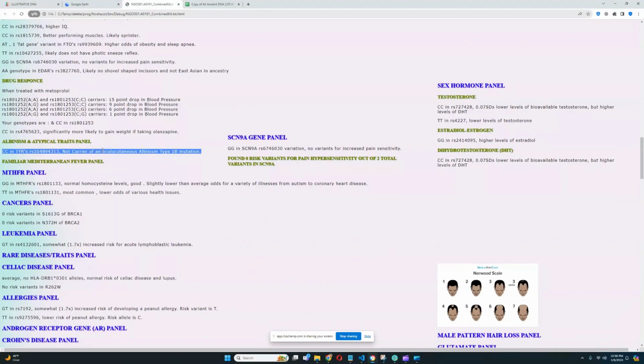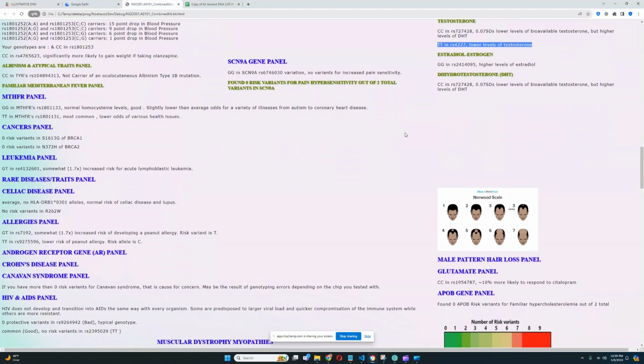He's not a carrier for cutaneous albinism type 1B mutation, so he's not albino. When it comes to testosterone panel, it looks like he's got some genotypes that lower the levels of bioavailable testosterone. Okay, very interesting. He has got two genotypes, actually, that lower the levels of testosterone. Very interesting. He's got this genotype which slightly increases the odds of leukemia.